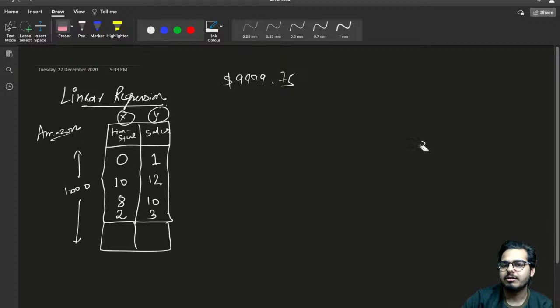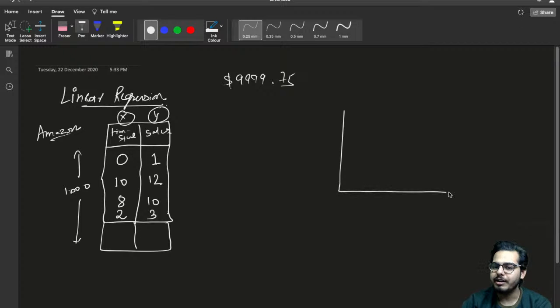So the first step, as a machine learning practitioner or data scientist, is that you try to plot your data, right? This is known as data visualization. So let's do a small data visualization. On the x-axis, let's say you plot the time spent by users.